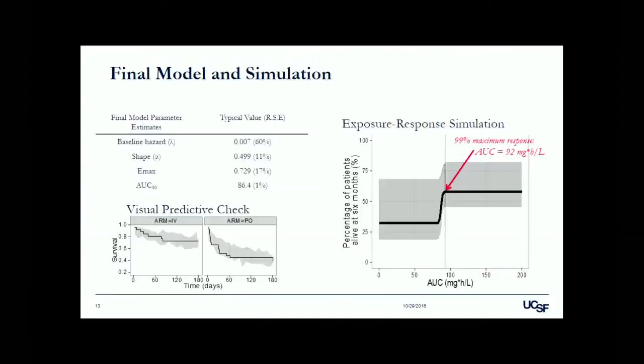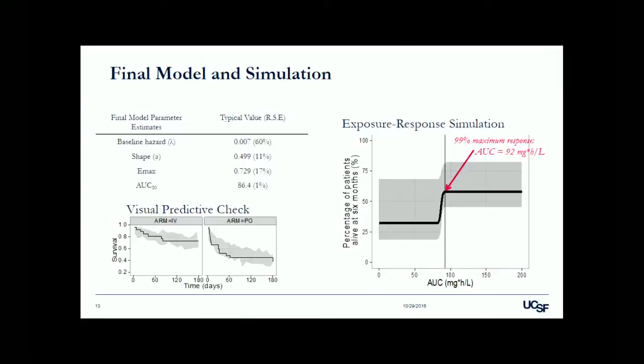In the second step, as I said, we can then relate the PK measurement from plasma or from CSF to survival. And this relationship looks very steep. From this type of relationship, we can ask the question: how high do we have to be in order to get the maximal benefit? In this particular case, we defined that we have to be at least above an AUC of 92 milligram times hour per liter in order to have 99% maximum response, which would be an increase in survival of around 40%.